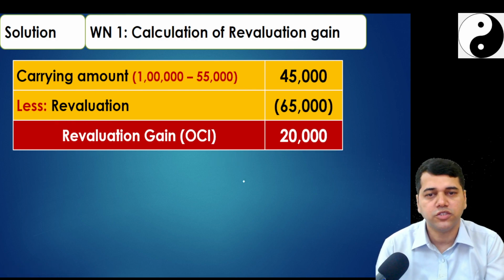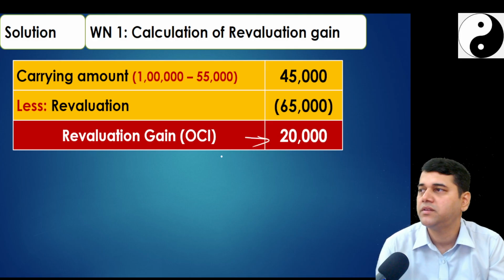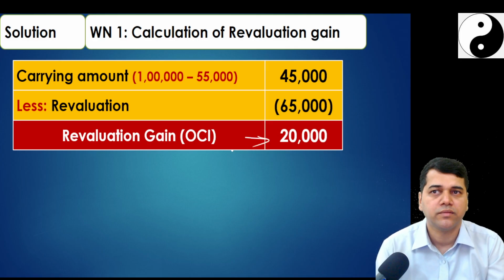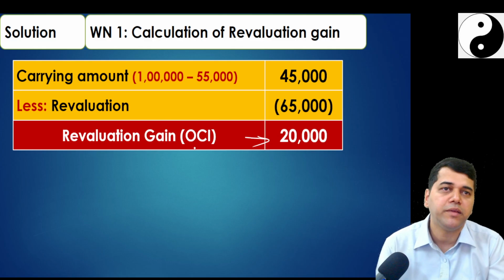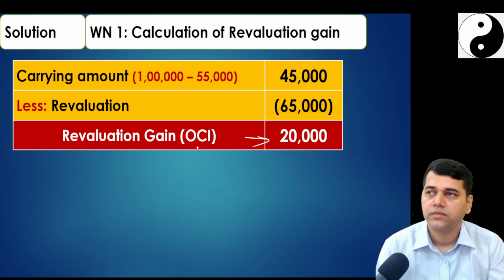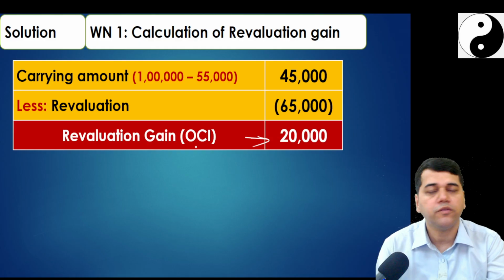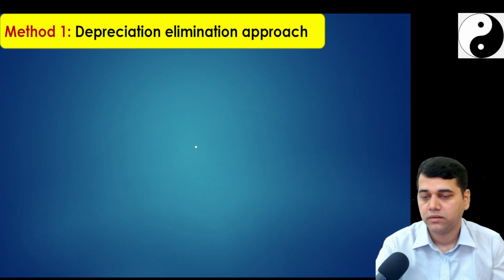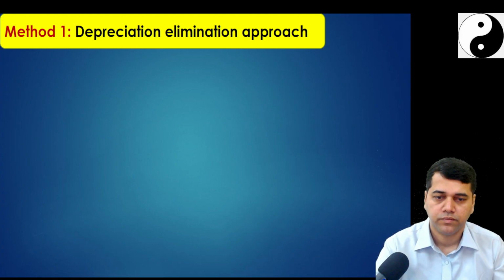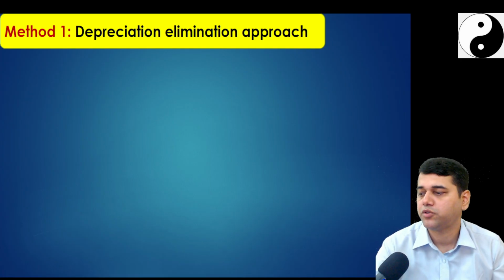Revaluation gain. Actually, this should go to OCI because it's the first time. You can write in bracket OCI because this is the first time revaluation happened. Previously, they didn't tell me that revaluation happened. So, we will go for, they asked me pass the journal entries. First, write method 1. This is depreciation elimination approach.